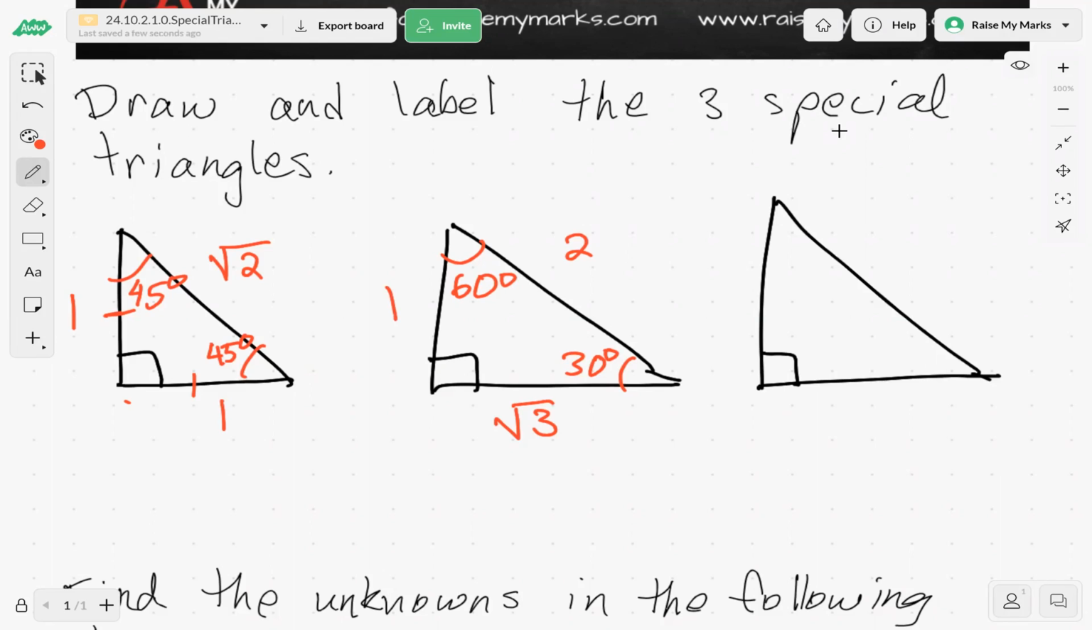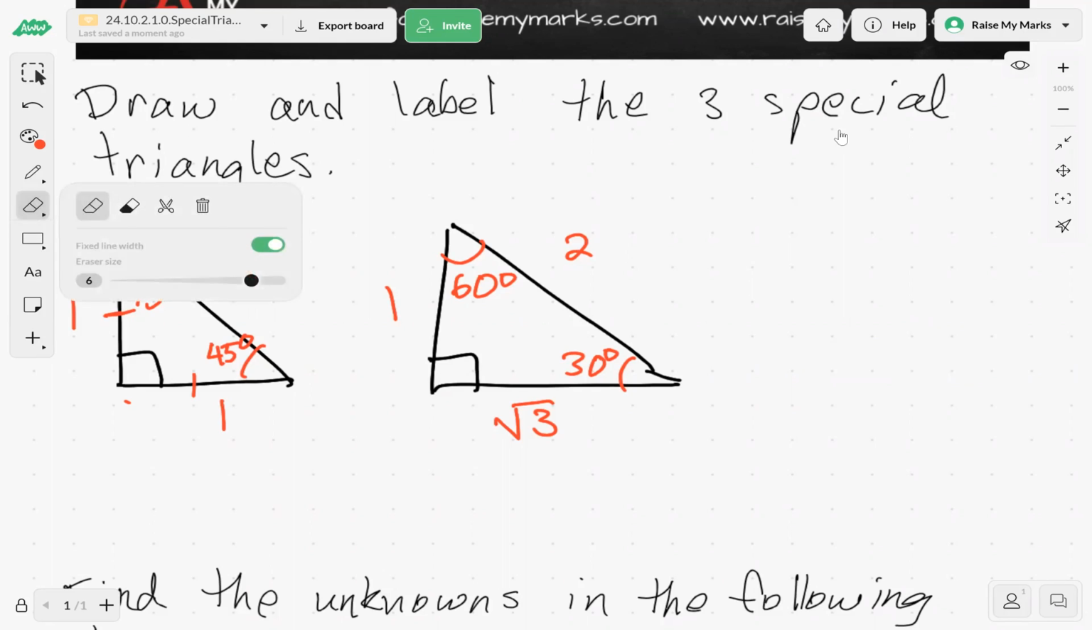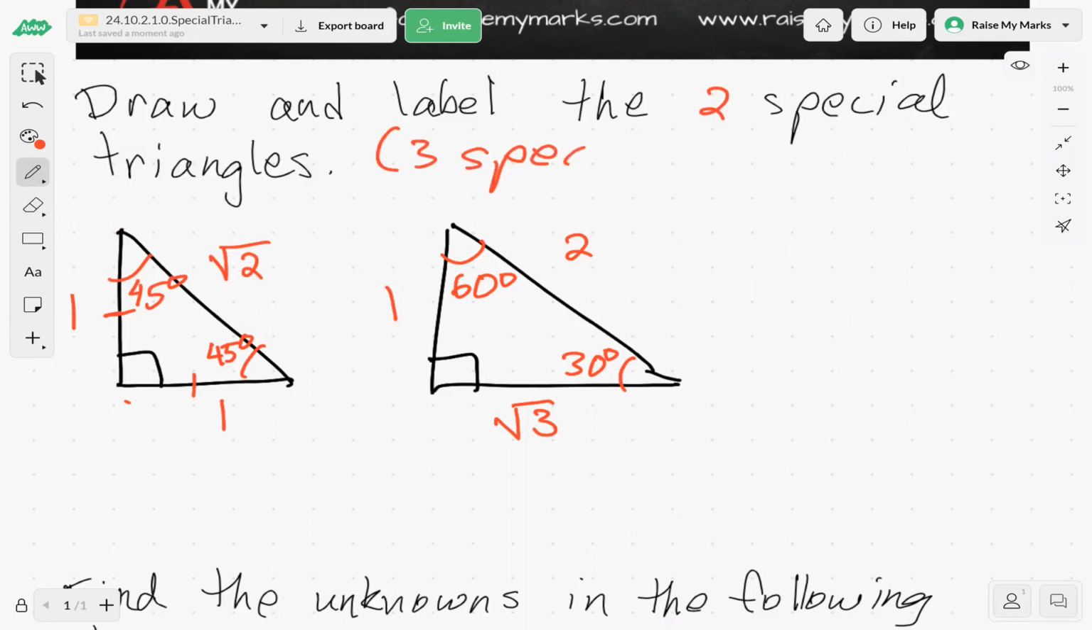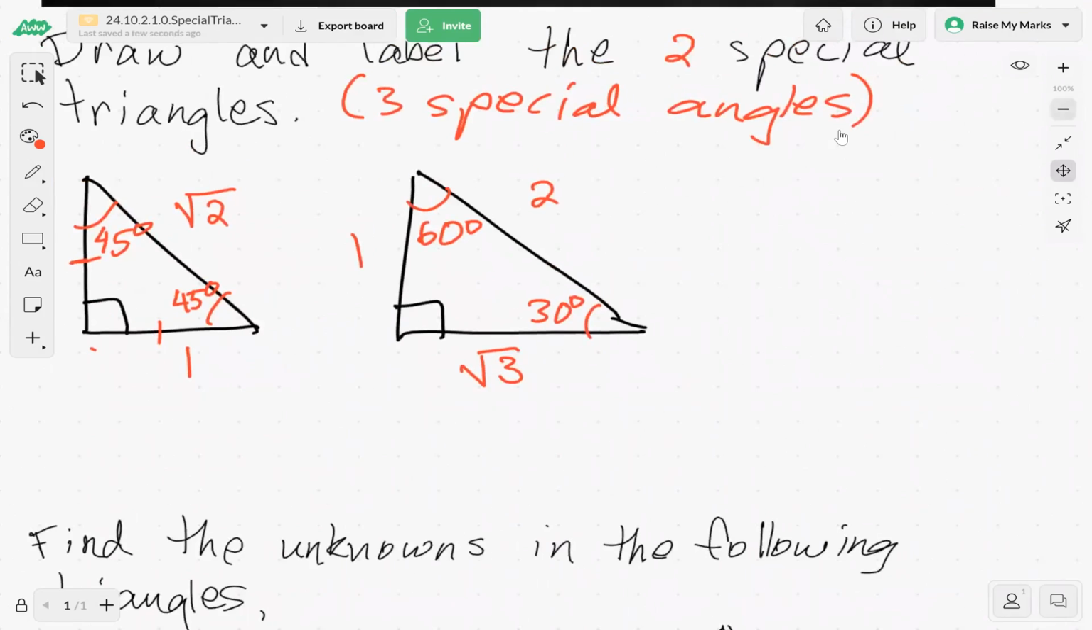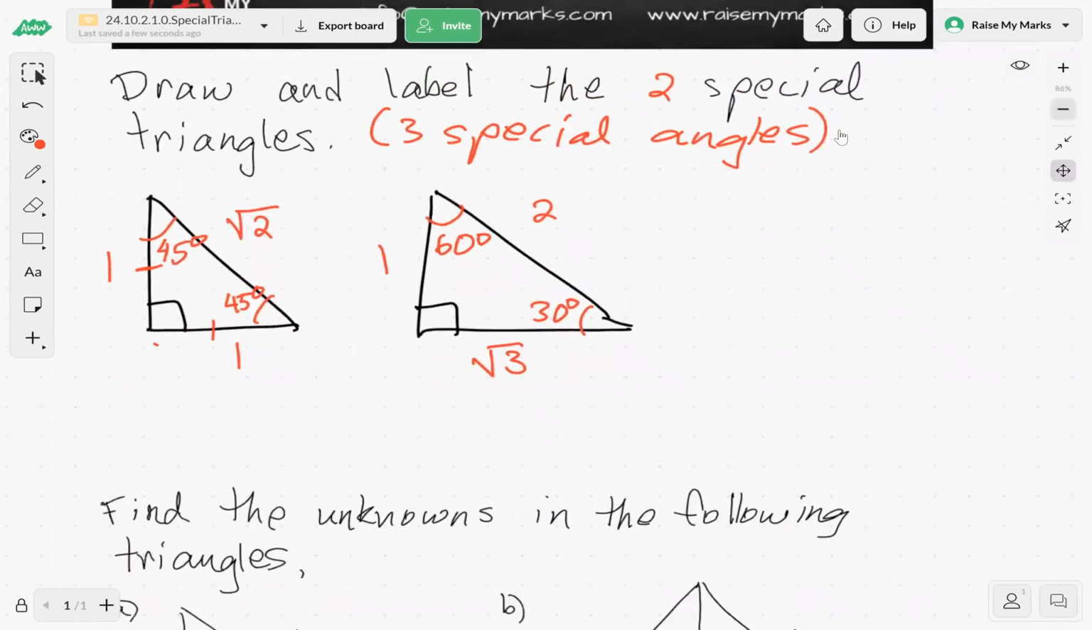Now our third special triangle is actually, we have three special triangles. No, we don't. We have two special triangles and three special angles. So there's a mistake. Two special triangles and our three special angles. All right. Okay, so now that we have our two special triangles, well, that's embarrassing, but that's okay. Two special triangles, we have our three special angles.